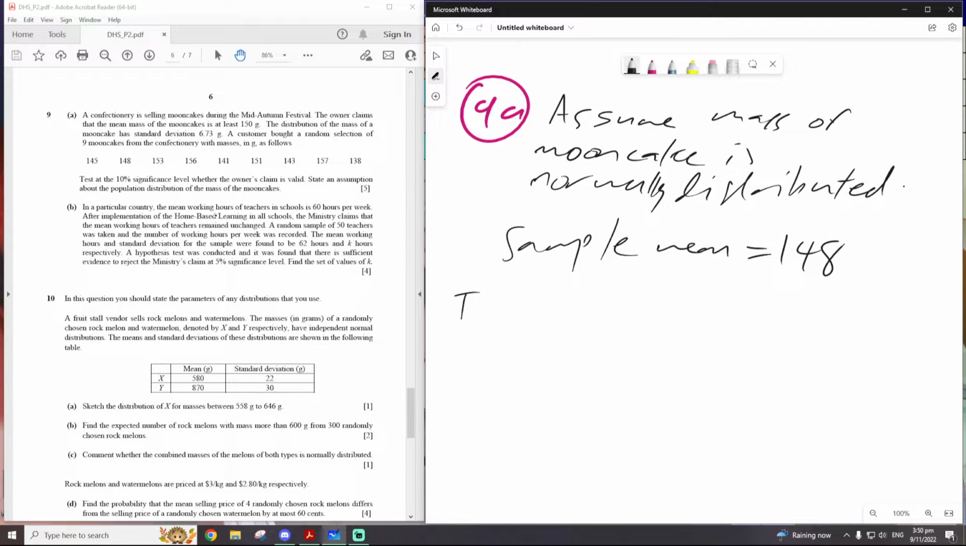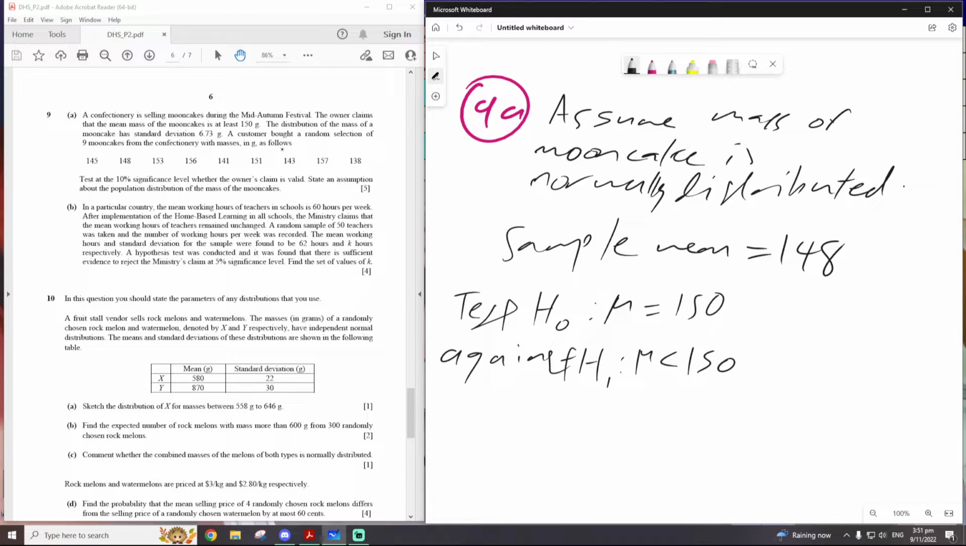Okay, so test H naught, mu is 150. Now, the owner claims that the mass is at least 150 grams. Now, technically, when you're doing hypo testing, you actually need to fix a certain number. So this question is a bit off, but never mind. I think the notion that they wanted to say is against H1. If they say it's at least 150, the alternative hypothesis is that it's less, right? So this is what significance level? So this is 10%.